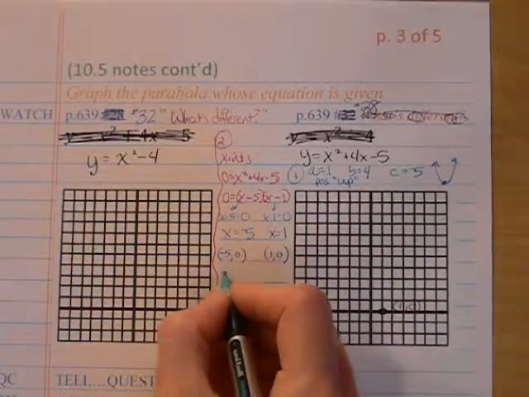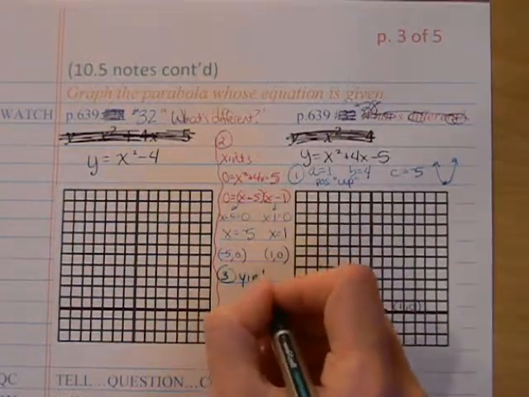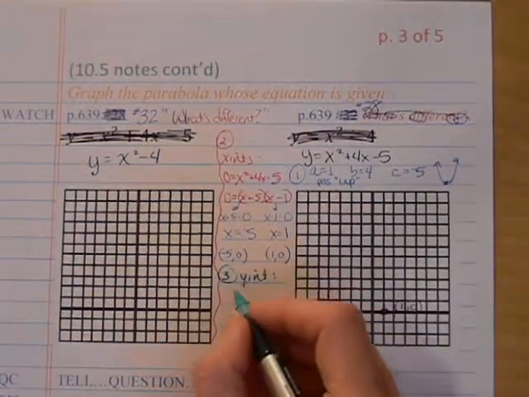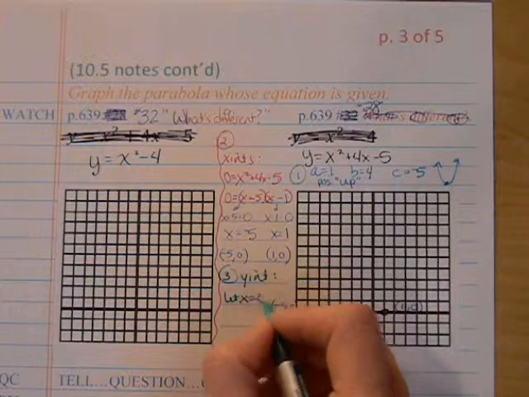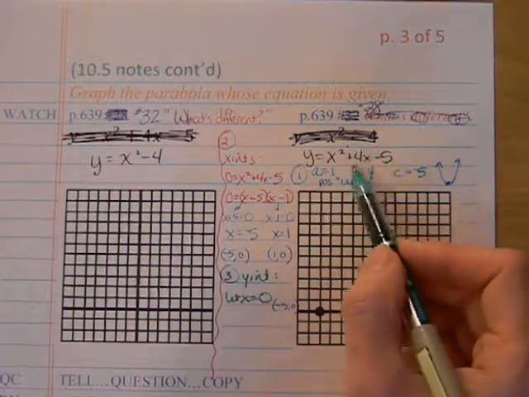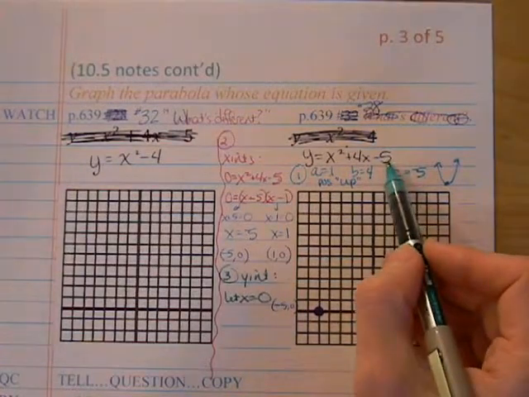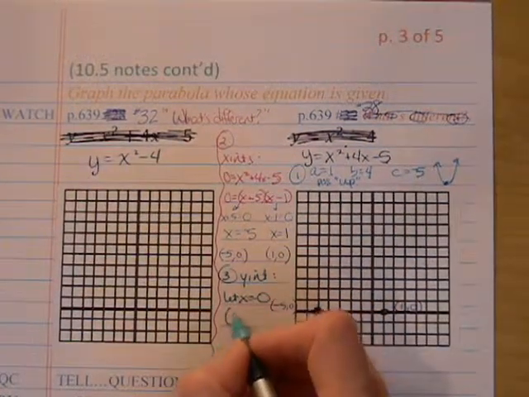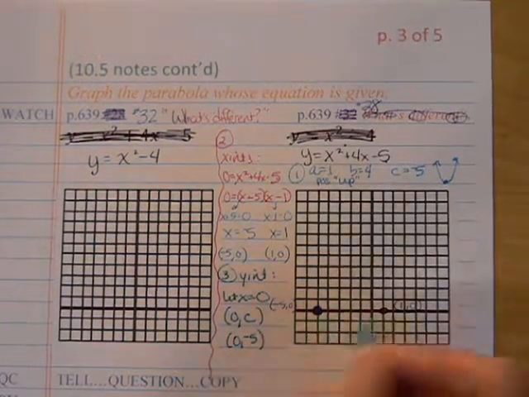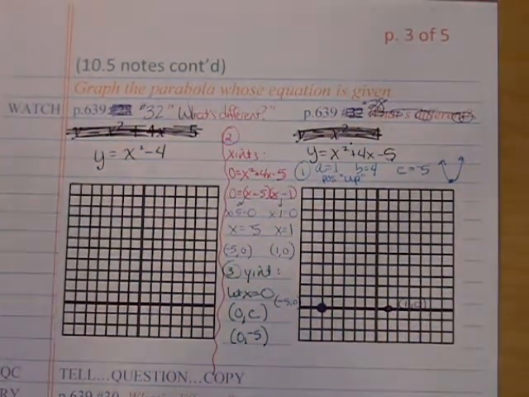So the third thing we're going to do now is come up with the y-intercept. Do exactly the opposite. Instead of letting y equal 0, we're going to let x equal 0. And when you let x equal 0, the x squared piece falls out, the x piece falls out, you're just left with the c value. So when you do that, you get the point 0, c. In this case, you get the point 0, negative 5. So we know it crosses at 0, negative 5.